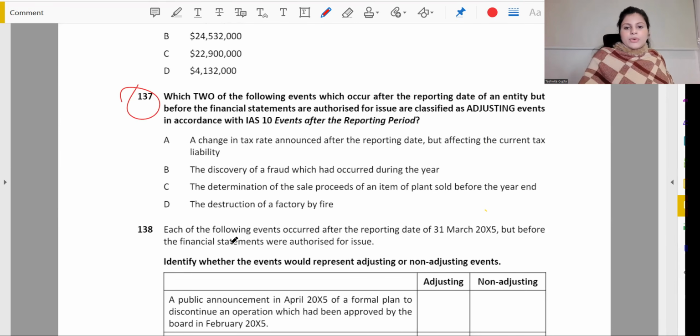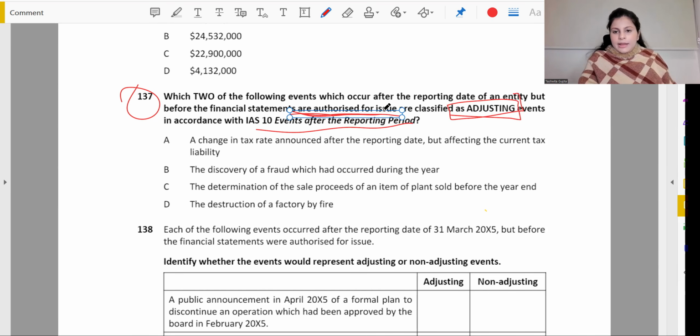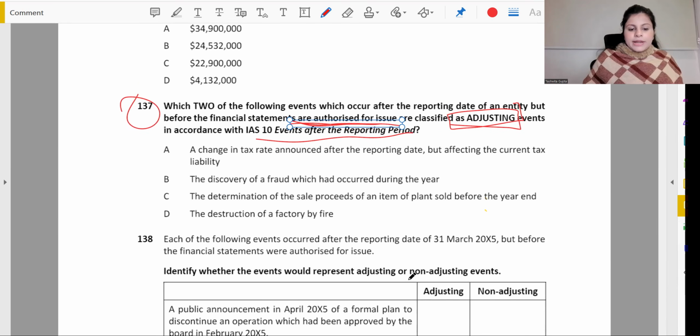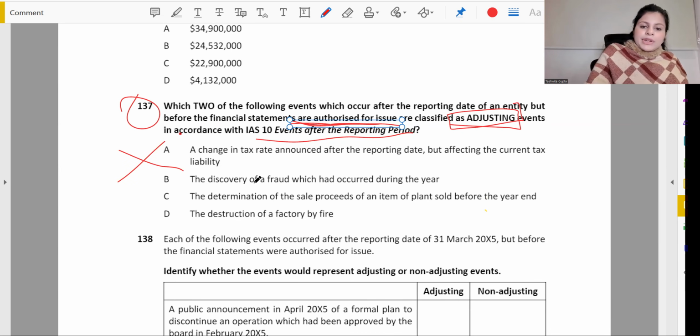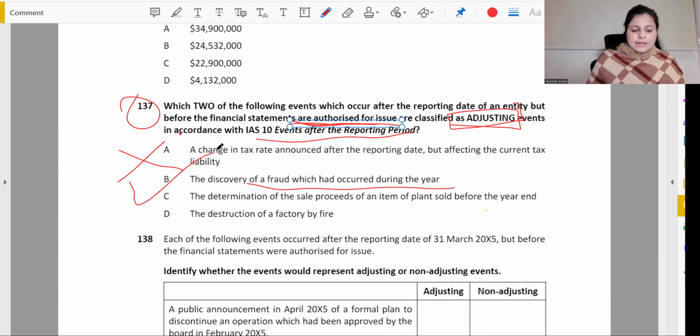IAS 10. Which two of the following, which occur after the reporting date of an entity but before the financial statements are authorized for issue, are classified as adjusting events in accordance with IAS 10? Which two of them are adjusting events? Read it. First, change in tax announced after the reporting period. Is that an adjusting event? No. We just discussed it. The discovery of a fraud which had occurred during the year. Yes, it's an adjusting event.